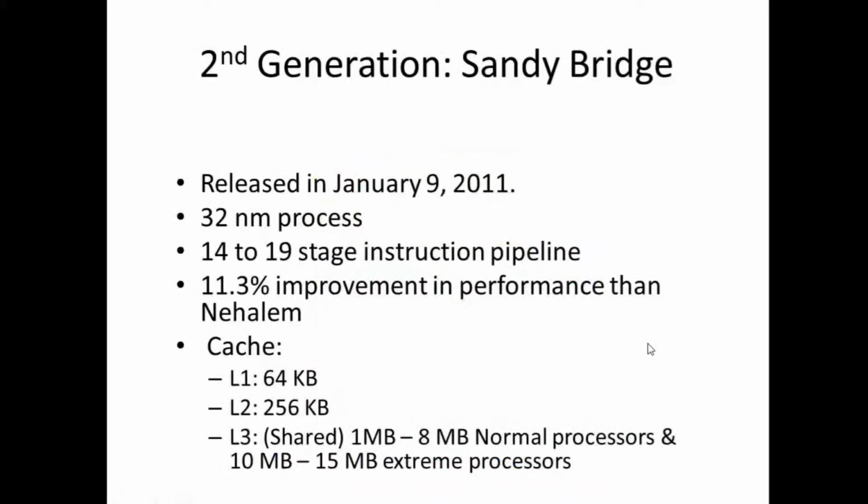The second generation was codenamed Sandy Bridge. It was released on January 9, 2011. It was manufactured using the 32 nanometer process and had a 14 to 19 stage instruction pipeline. It gave an 11.3% improvement in performance compared to Nehalem. The cache sizes were: L1 was 64, L2 was 256 and L3 was 1 megabyte to 8 megabytes, again shared, and for the extreme processors it was 10 megabytes to 15 megabytes, again shared.